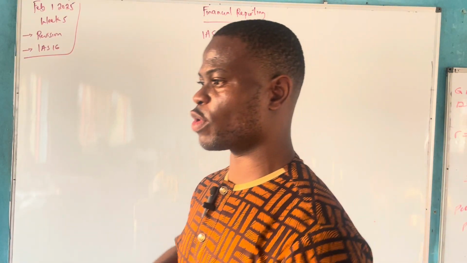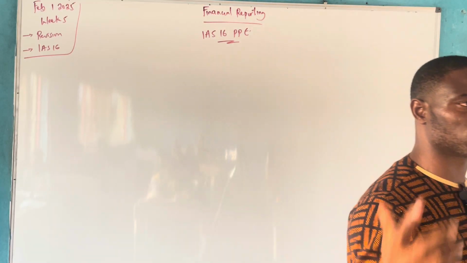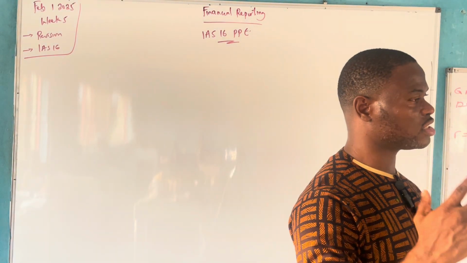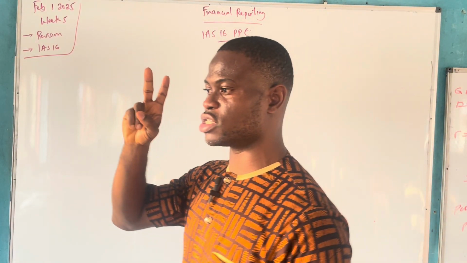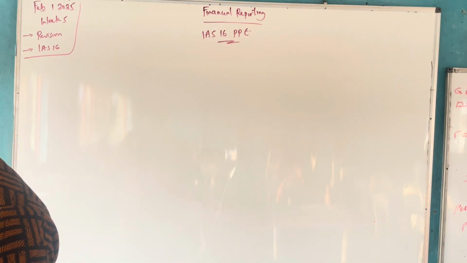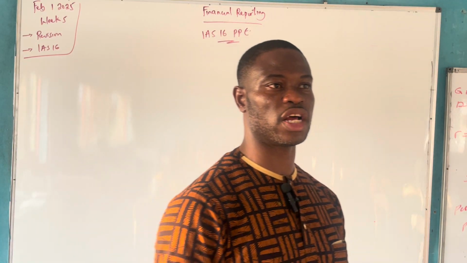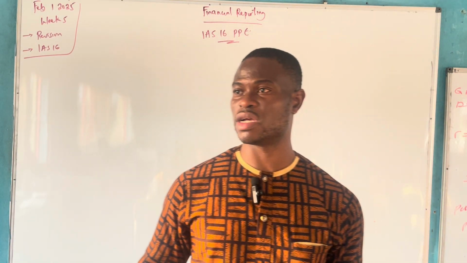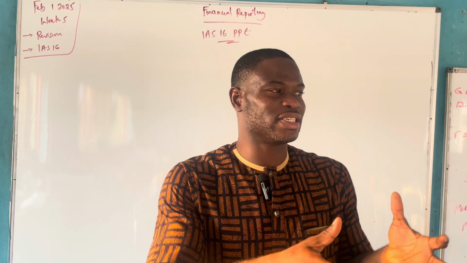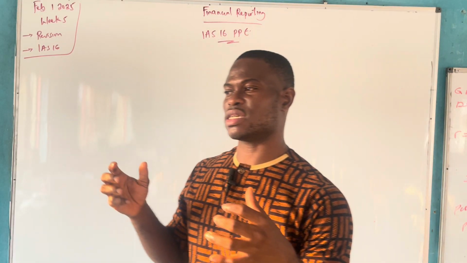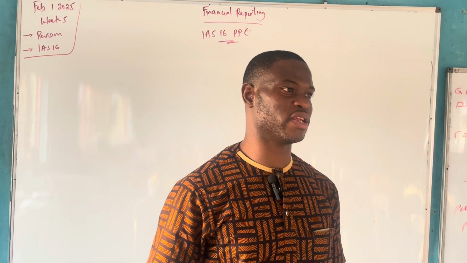Then we went to subsequent costs. We said after you have acquired an asset, you will still be incurring some costs. And the standard says that you can capitalize the subsequent costs if they meet the two recognition criteria. That is, if they generate future economic benefits and if they have a cost that can be measured reliably, then you can capitalize them. And I made mention that these future economic benefits must be that the subsequent cost creates itself. It must be a new benefit.